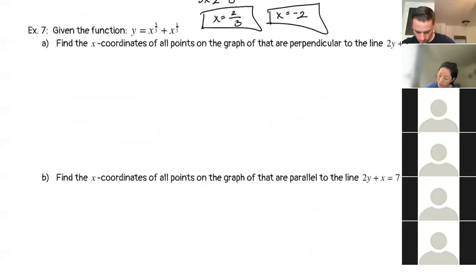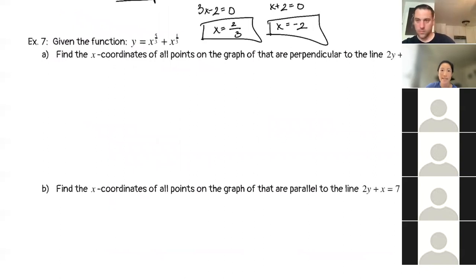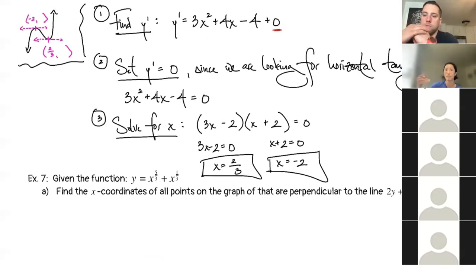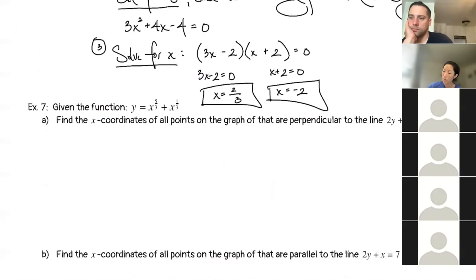So example 7, we have this different function, x to the 5/3 plus x to the 1/3. And the question A says, find the x coordinate of all points on the graph that are perpendicular to the line 2y plus x equals 7. Okay. And so I'm wondering if we were to set up steps like we did previously, where we said find y prime, set y prime equal to 0, and solve for x, what might we want to write for this part A over here?